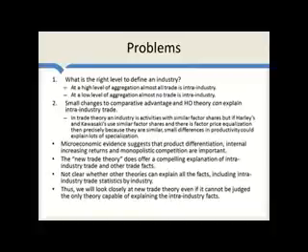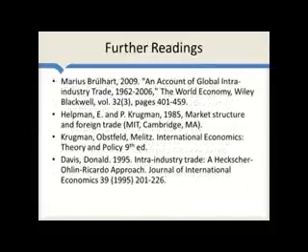Here's some further reading. Marius Brulhart has a good account of the statistics across nations. Helpman and Krugman, who were key players in the new trade theory, summed up a lot of their work from the early 1980s in their book, Market Structure and Foreign Trade. A more recent textbook, Krugman, Obstfeld, and Melitz, has some good material on this subject. And the key paper in the counterattack, showing that Heckscher-Ohlin and comparative advantage could explain intra-industry trade, is this important paper by Donald Davis.